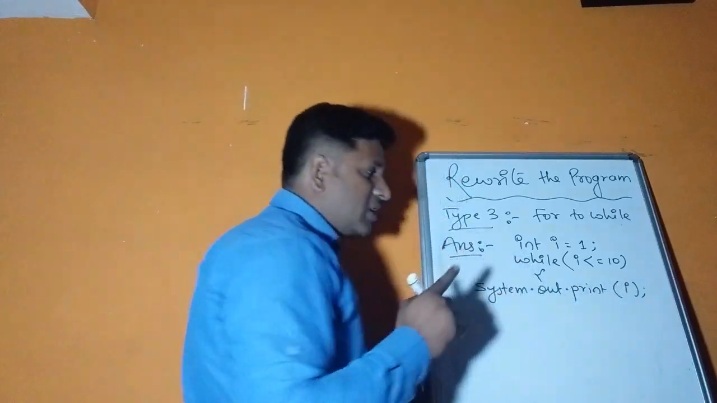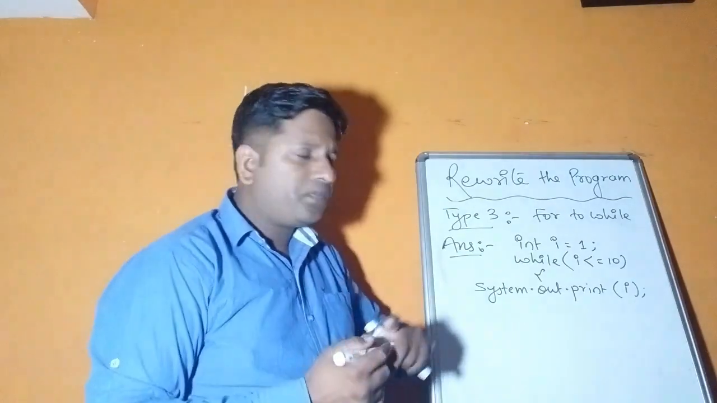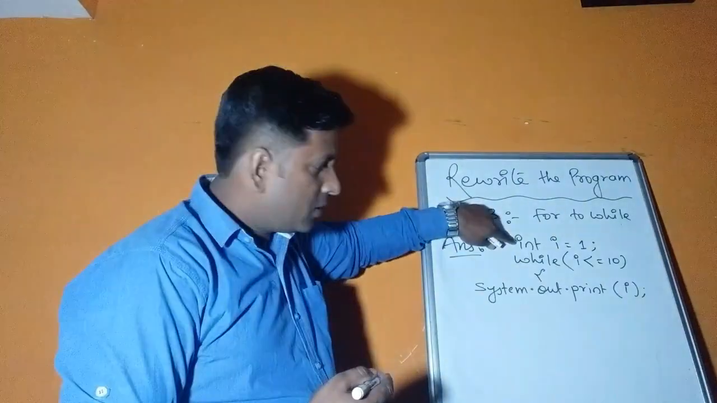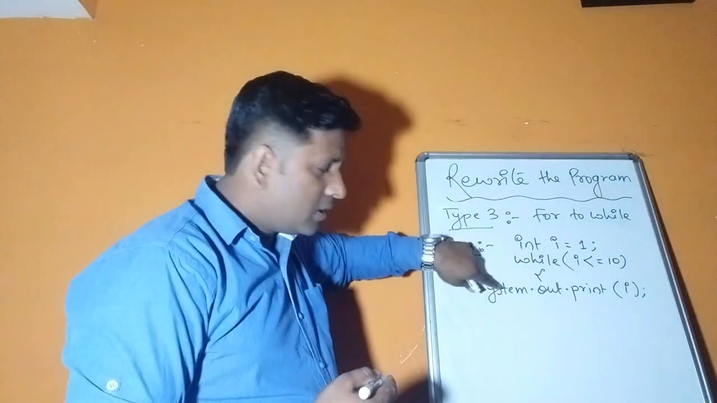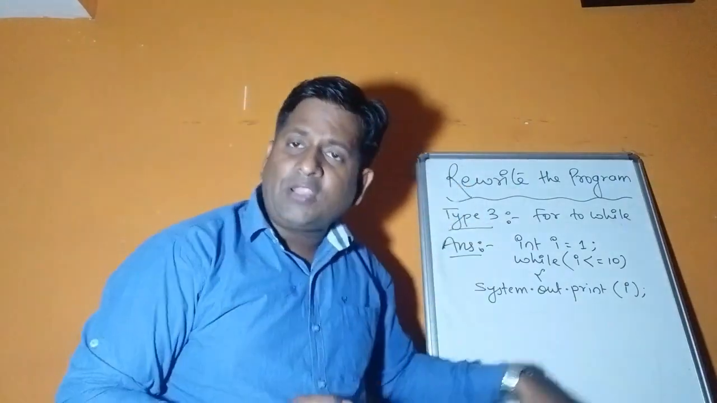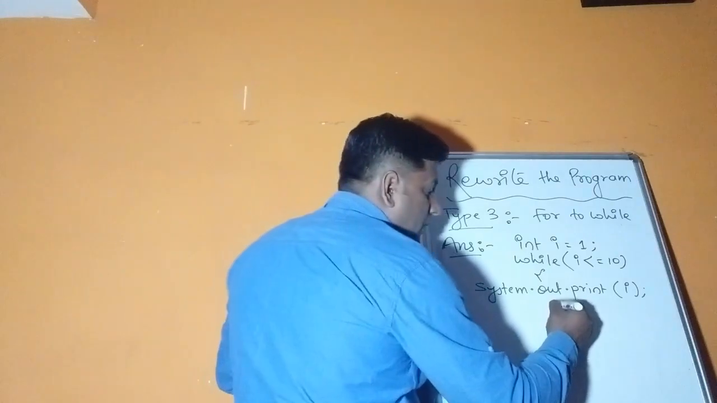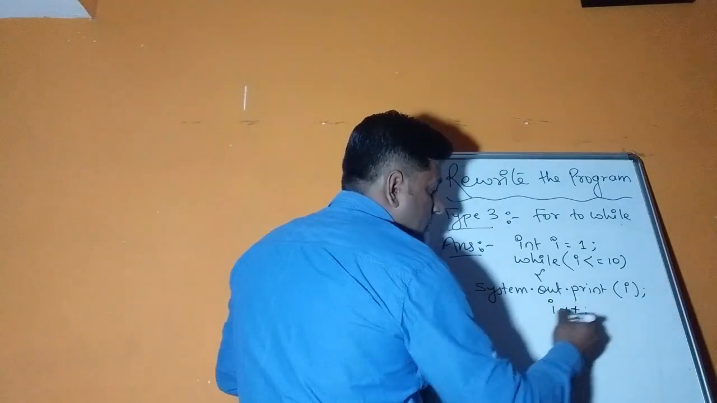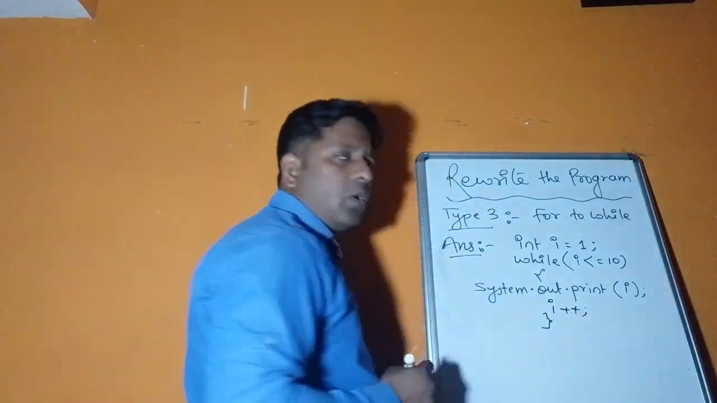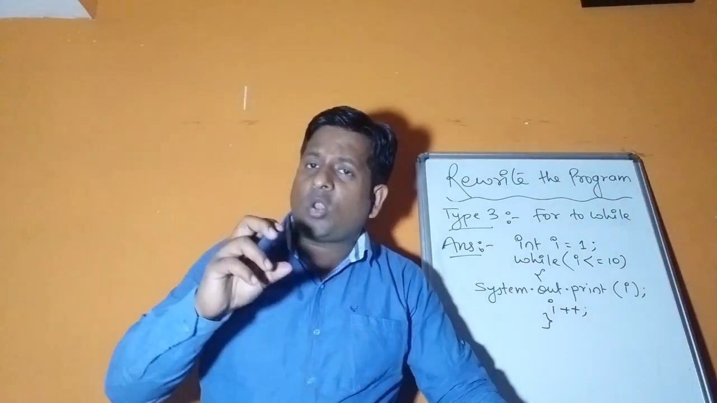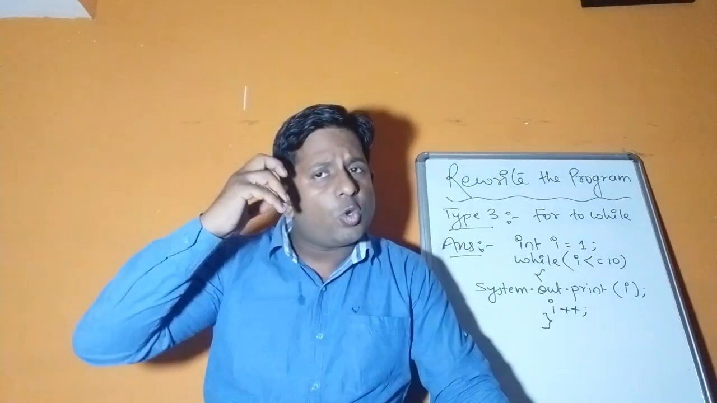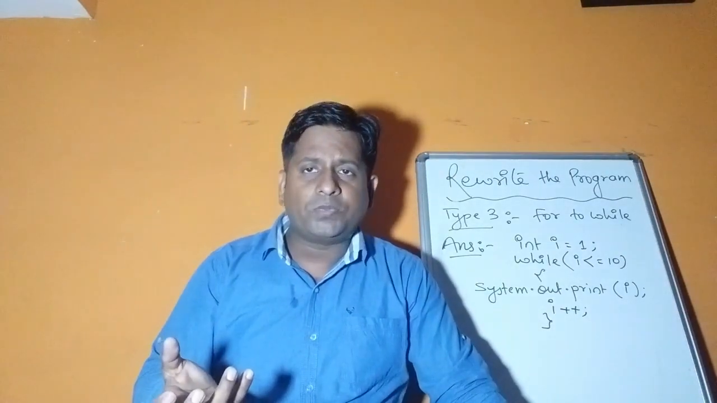So this is known as the statement. First, what I wrote: initialization, condition, statement. Then after the statement we write the number of steps, that is i++. Then we close the while loop. So this is the logic of how we write for loop programs as while loops.